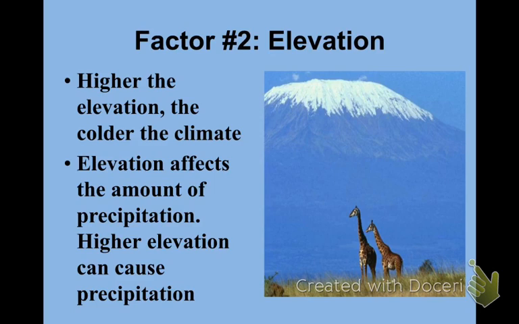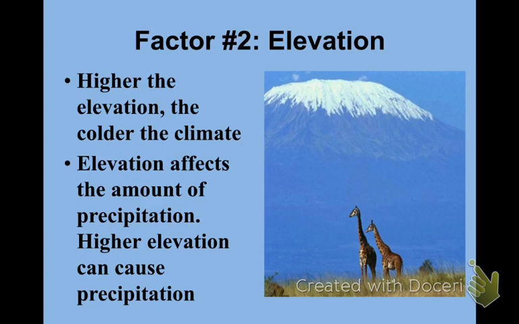So here is a picture of a mountain that's in Africa. And down below where the giraffes are, it's very, very warm. It's going to be very dry in that particular grassland. But as you go up that mountain, because it's so highly elevated, and you're at such a high altitude, it's going to be colder. That's why you have the snow caps.